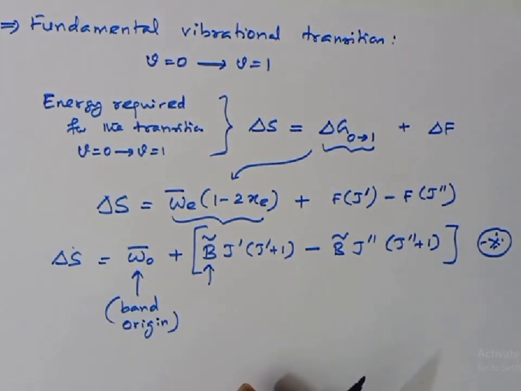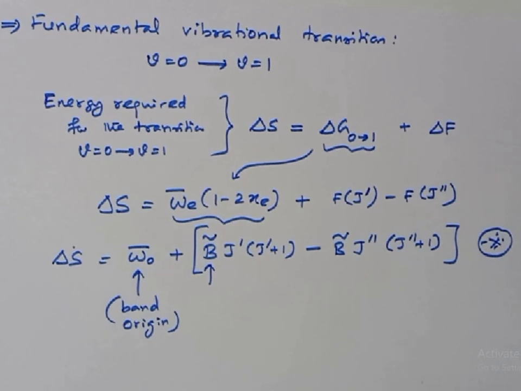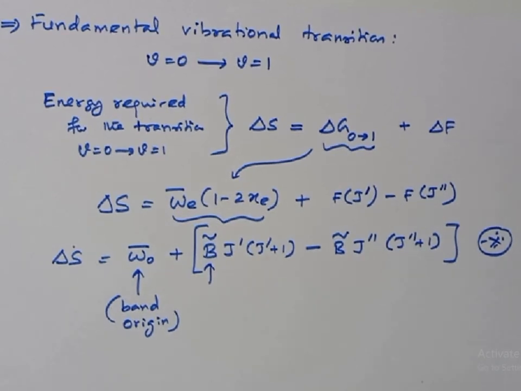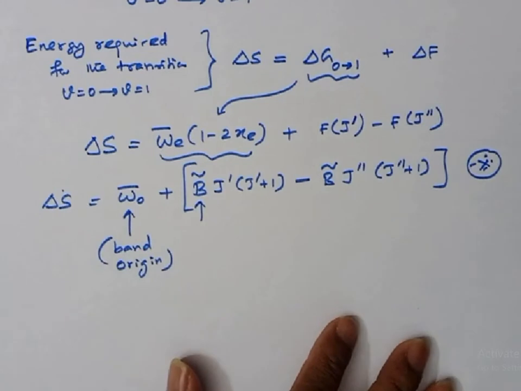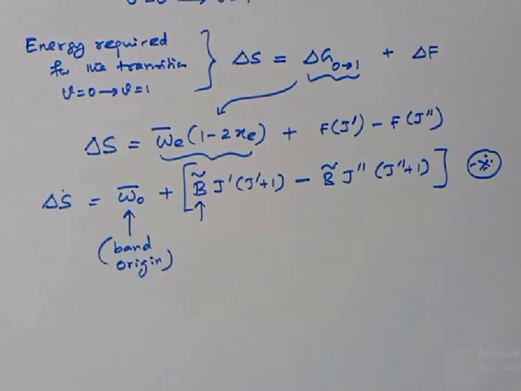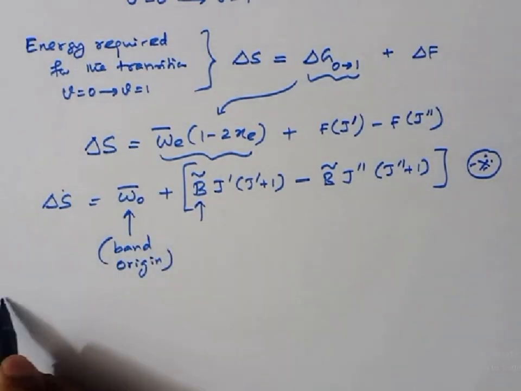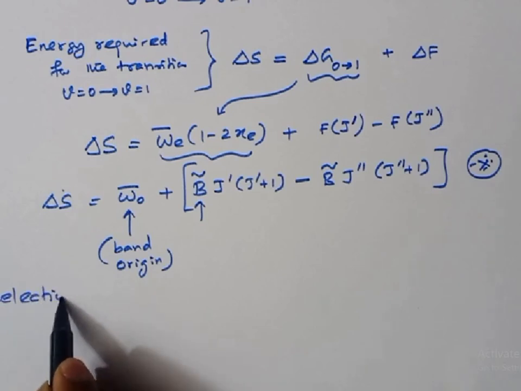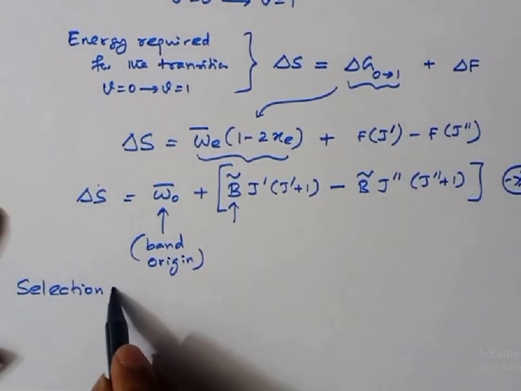So remember, this is the formula for the energy required for the transition. Now, let us apply the selection rule for the rotation-vibration spectrum, or IR spectrum of a vibrating rotor. So this is the energy required for transition. Now what is the selection rule?